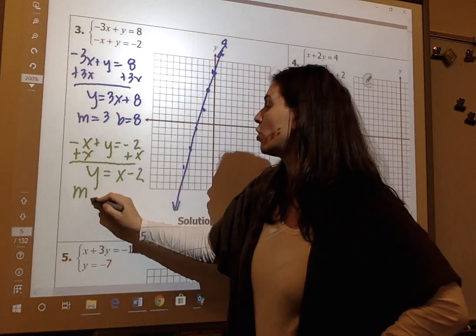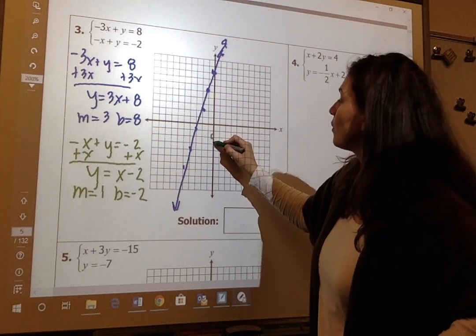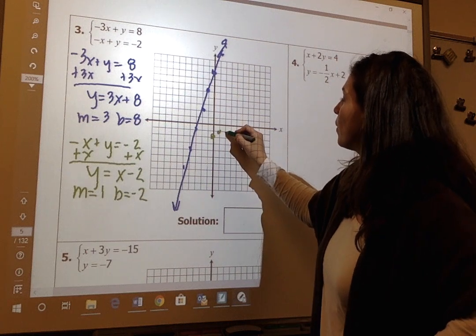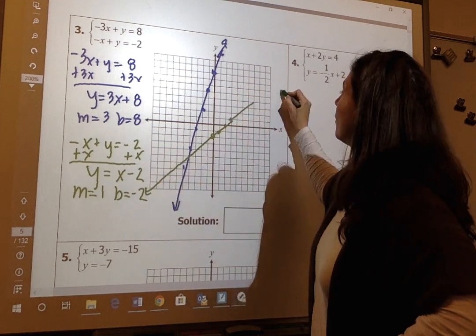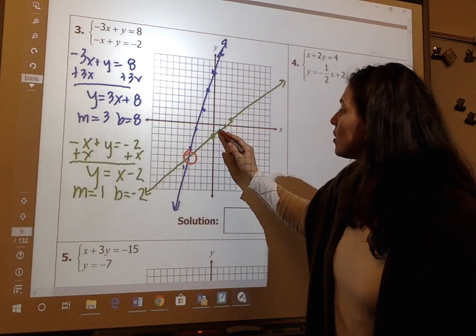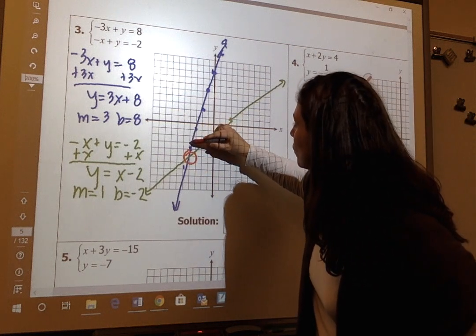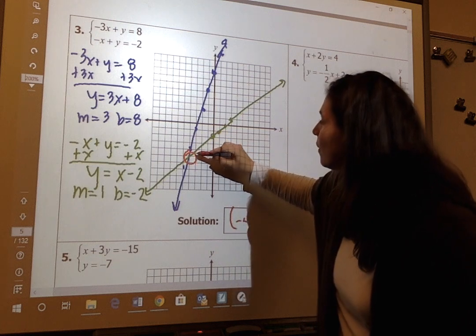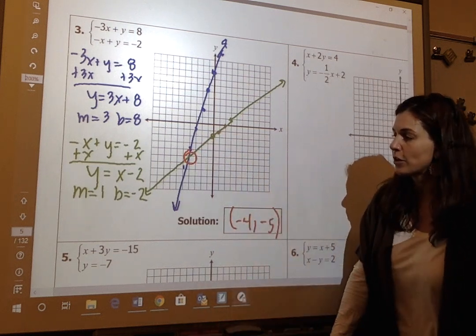So now my slope is 1. My beginning point is negative 2. And when I graph them, here's negative 2. My slope is up 1 over 1, up 1 over 1. Right there. So it is at that point of intersection. So it is negative 4. 1, 2, 3, 4, 5. Negative 5. So that's what I should be getting there.